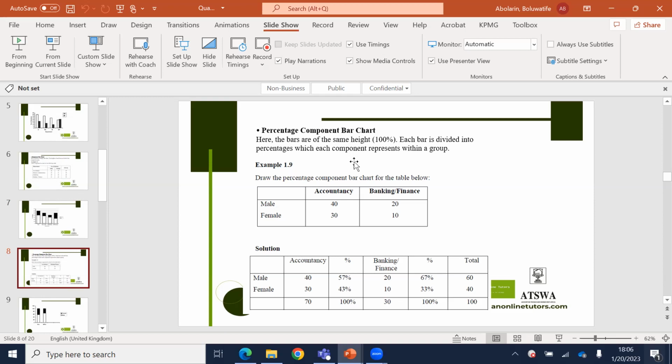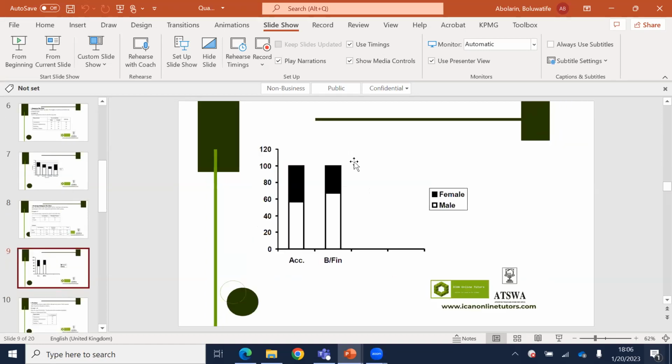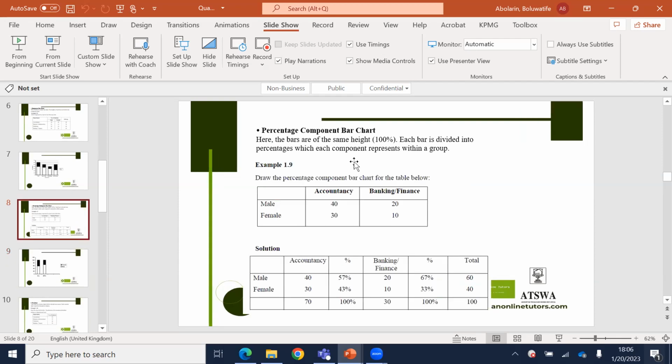So let's go to percentage. Percentage bar chart. Percentage bar chart, trust me, it is not hard. You just have to understand it.